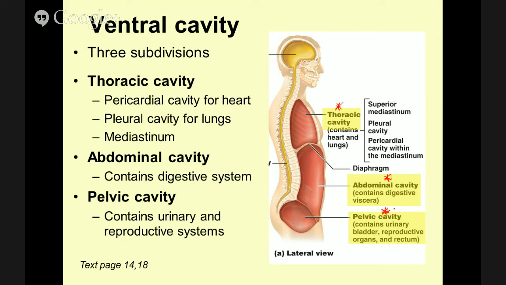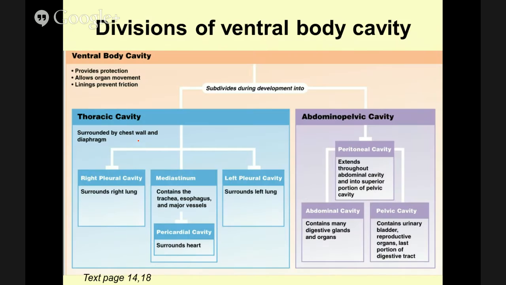And then inside the thoracic cavity, there's actually three more divisions. The heart has its own personal cavity that it sits inside. Each lung has its own cavity that they sit inside. And then there's this area called the mediastinum. That's where your esophagus, your trachea, and your large blood vessels are sitting inside that thoracic cavity. So the thoracic cavity has three subdivisions inside.